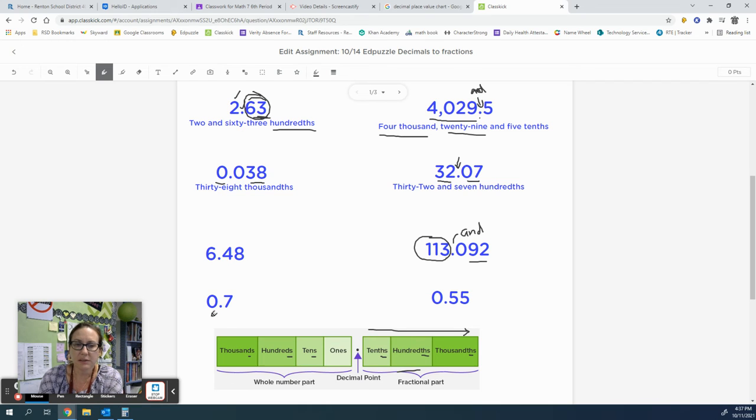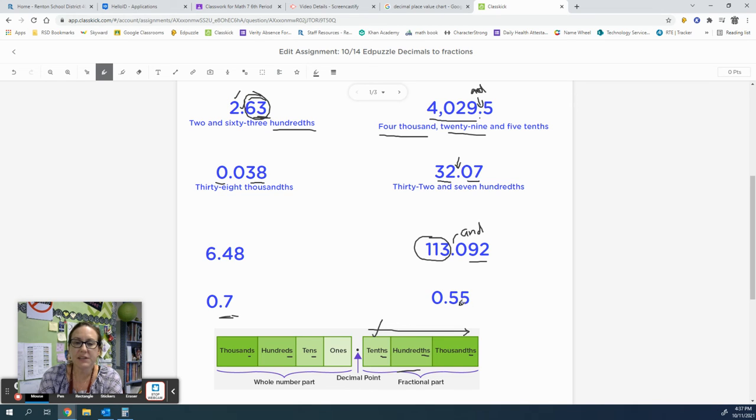Okay, we got this one here. Right, this one's a little bit more simple. The 7 is only one digit over in the fractional part, so it's in the tenths place. So we just say this is 7 tenths. Okay, let's try the last one here.